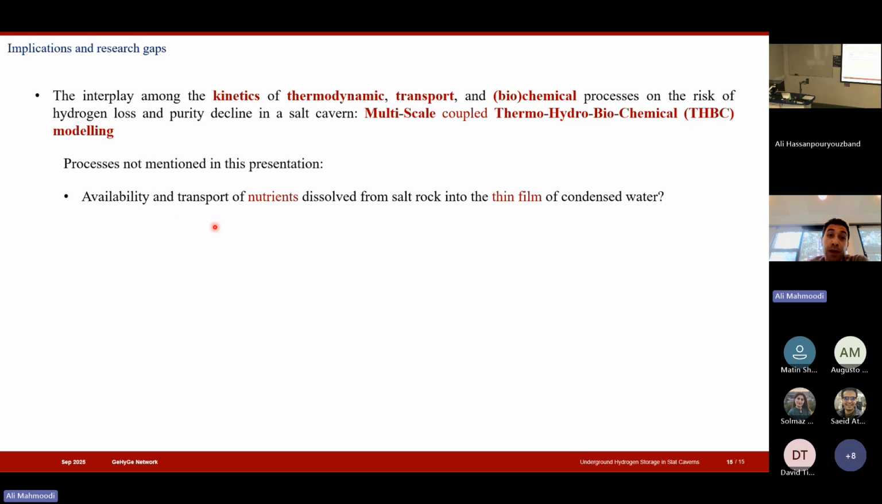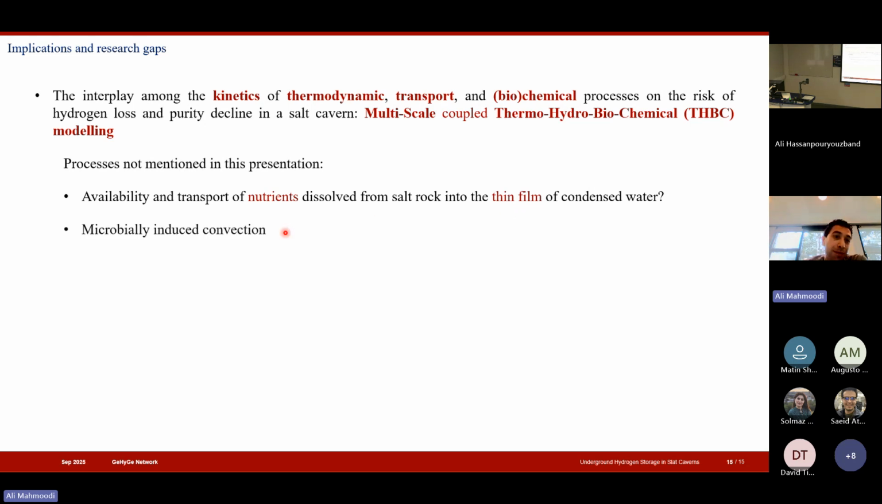First of all, the availability and transport of nutrients like sulfide and bicarbonate in the thin film of condensed water, because when condensed water is on the surface, it flows down and there's a thin film left behind. Is that thin film enough for microbial growth? Or if it's local, is there enough dissolution of these nutrients for microbial growth? And also the transport in it follows different laws than transporting big bodies of fluids.